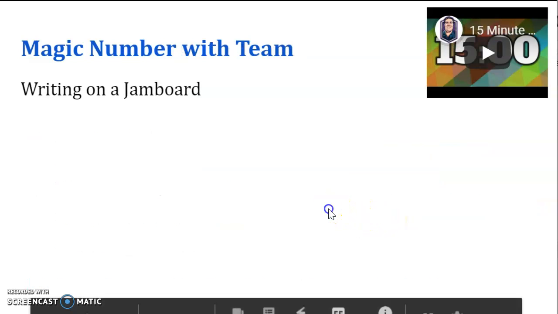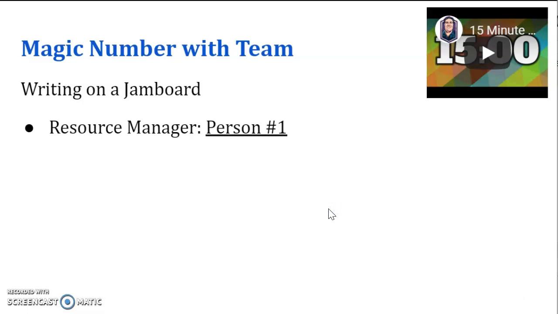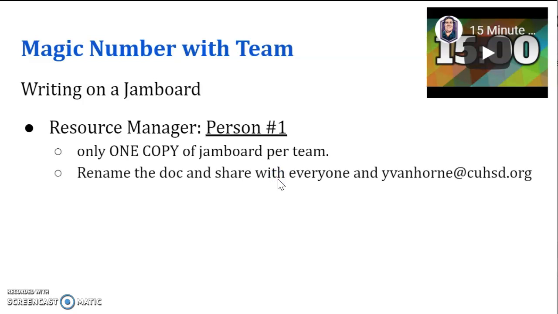So when you get in your groups, the resource manager is the person number 1. That's the person with the name that is, when you put your name in the alphabetical order, that comes first. So that resource manager is going to make 1 copy of the Jamboard per person, and I'm going to put that link in the chat, and rename the document and share it with everyone in your team. And me, yvanhorn@cuhsd.org, and this instruction is on the Jamboard as well.